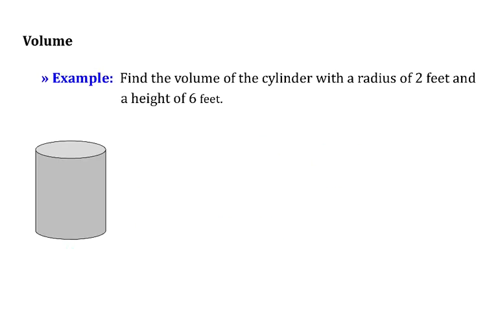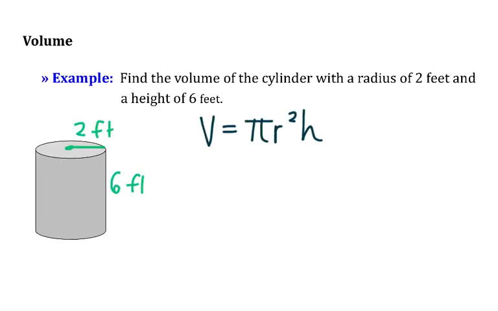Now let's look at the volume of a cylinder. For our cylinder here, we're going to be using a radius of 2 feet and a height of 6 feet. Remember the formula for the volume of a cylinder in general is volume equals pi r squared h. So if I label the little cylinder on the left there, I'll be using 2 feet for the radius, and for the height we can use 6 feet.